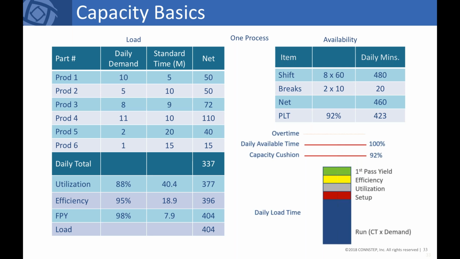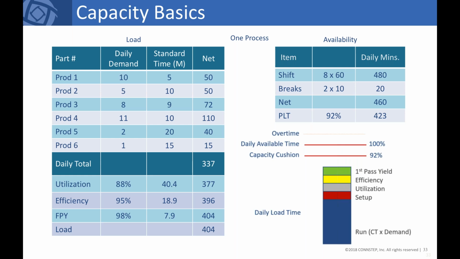This chart is really the buildup of everything about capacity we've talked about so far. A few pieces here. On the left side is the load, on the right side is availability. And under load, we see the part numbers 1 through 6, the respective daily demand for each one of those parts. Product number 1, there's a demand of 10 per day. Standard time, the time it takes to actually do the job, or cycle time.